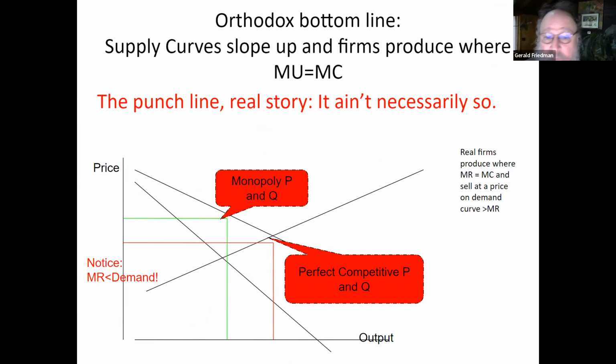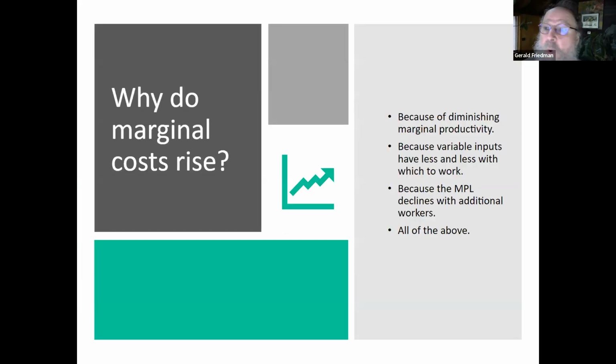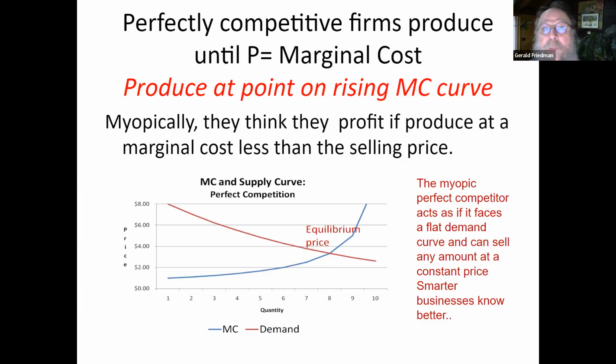There you have your downward sloping demand curve, the perfectly competitive equilibrium where marginal utility equals marginal cost, and a price. Why do marginal costs rise? Because of diminishing marginal productivity. Variable inputs have less and less with which to work. Marginal productivity of labor declines with additional workers. All of the above. Okay. Perfectly competitive firms produce where P equals marginal cost, at a point on the rising marginal cost curve.